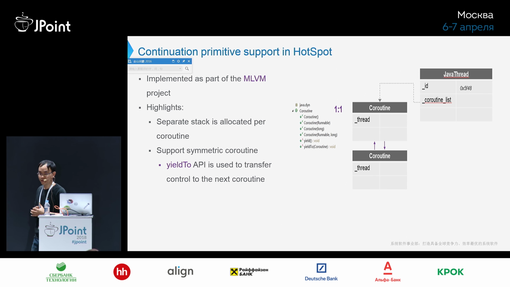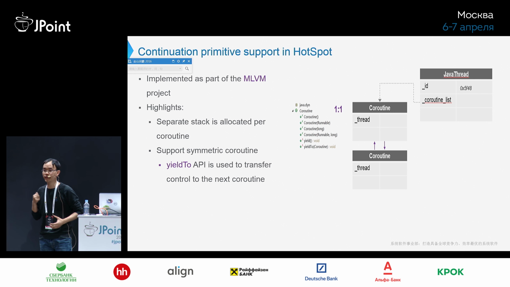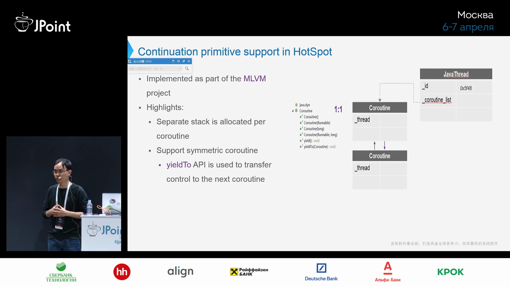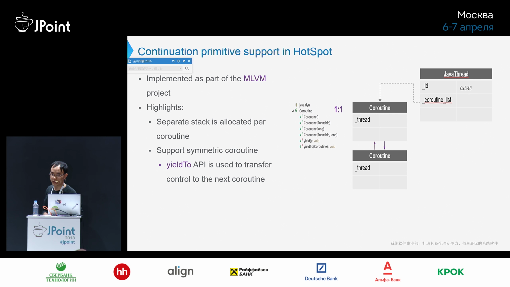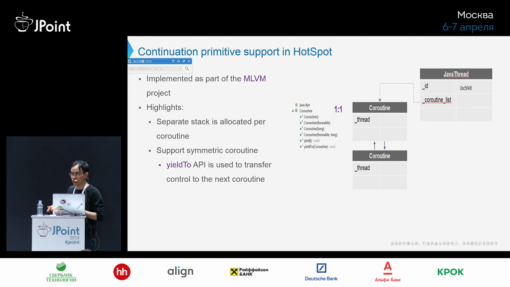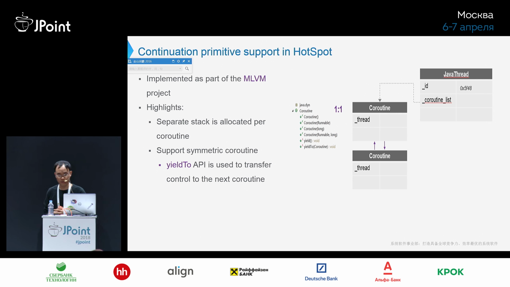Okay, let's talk about the first thing. How can we add continuation primitive support to Alibaba JDK? As I said earlier, this work is based on the Multi-Language VM project, actually from the community. You can get that. We apply this patch into Alibaba JDK, and we fixed a couple of bugs that occurred in our production environment.